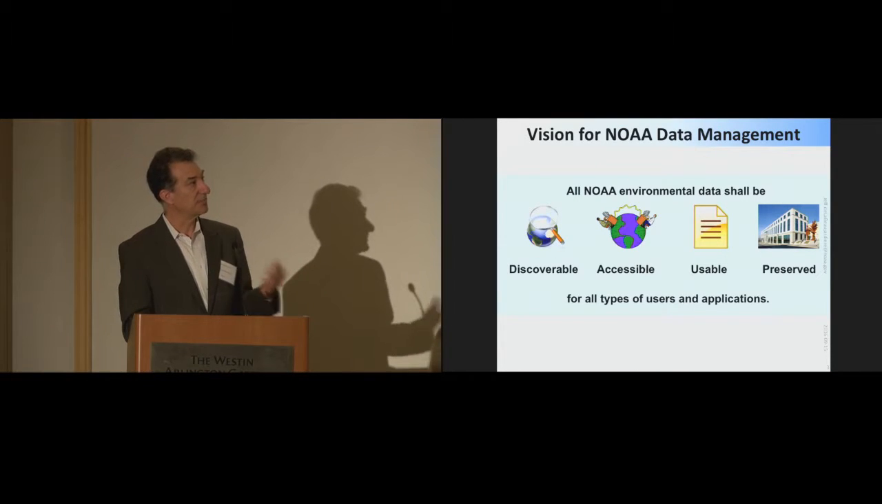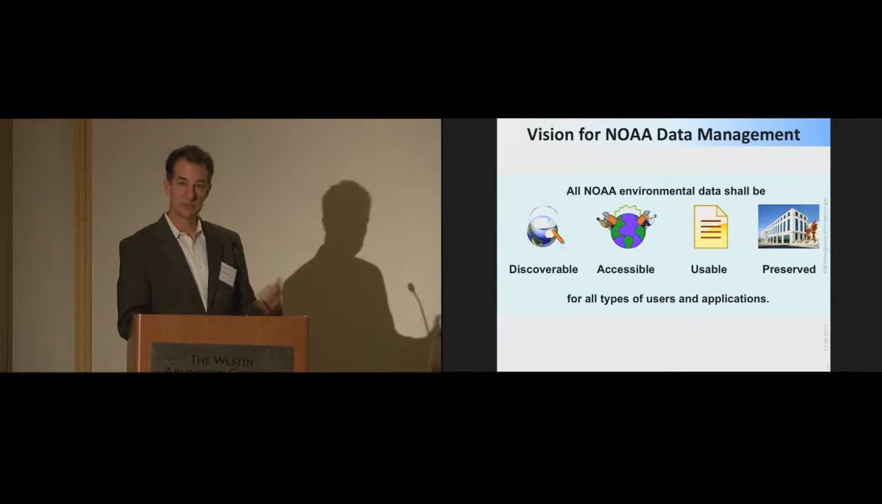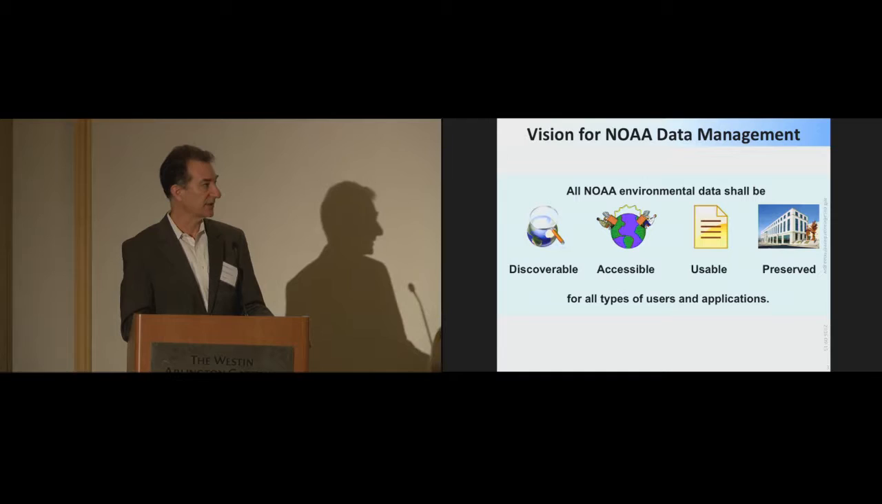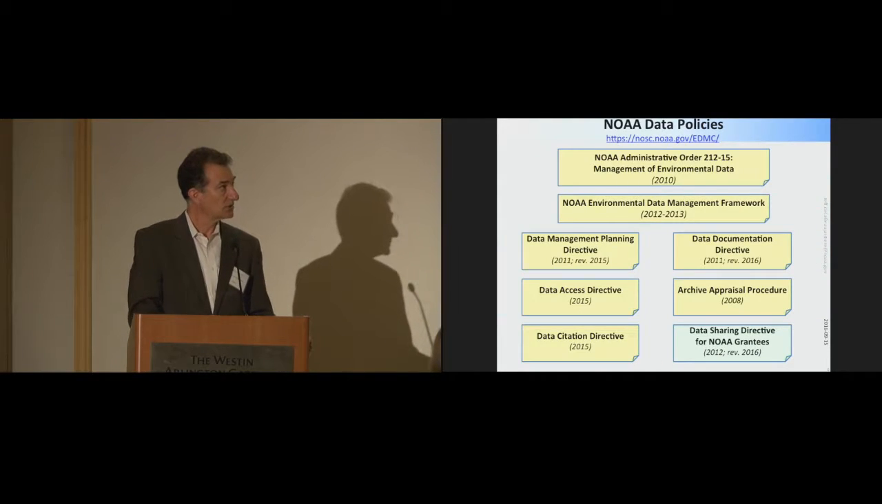So the vision, and my vision as chair of our data management committee, is that all of our data should be discoverable by the public, accessible, online, usable, which means well-documented, well-formatted, preserved in an archive for anybody, unless there's a good reason why we can't do that. There's some limited cases where the data are private or restricted, but almost all of our data are or should be publicly accessible. So how are we doing this?